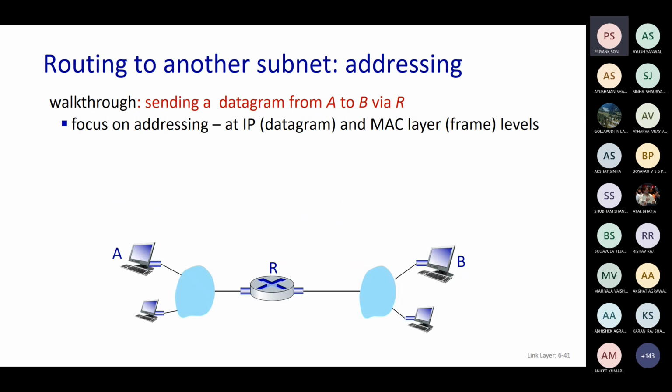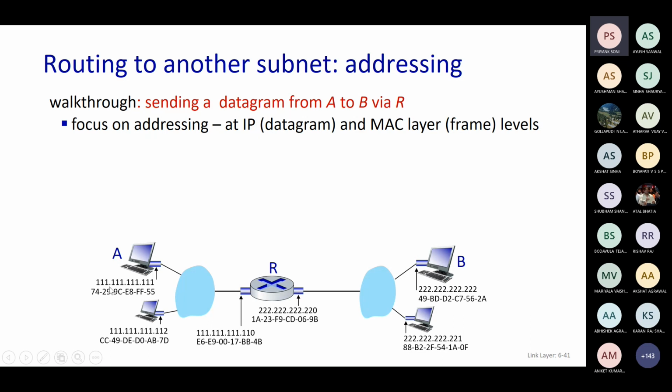Okay, now let's get to another example. That means right now we were doing it locally, right, in the same subnet. It was in the same LAN, right? So now it is routing to another subnet, okay? So what do we want to do? We want to send a datagram from host A to host B via this router R, okay?